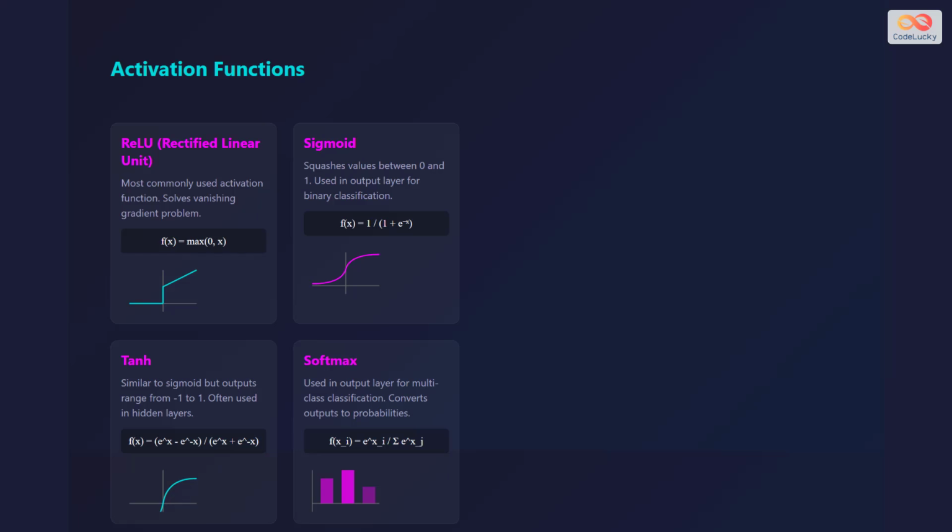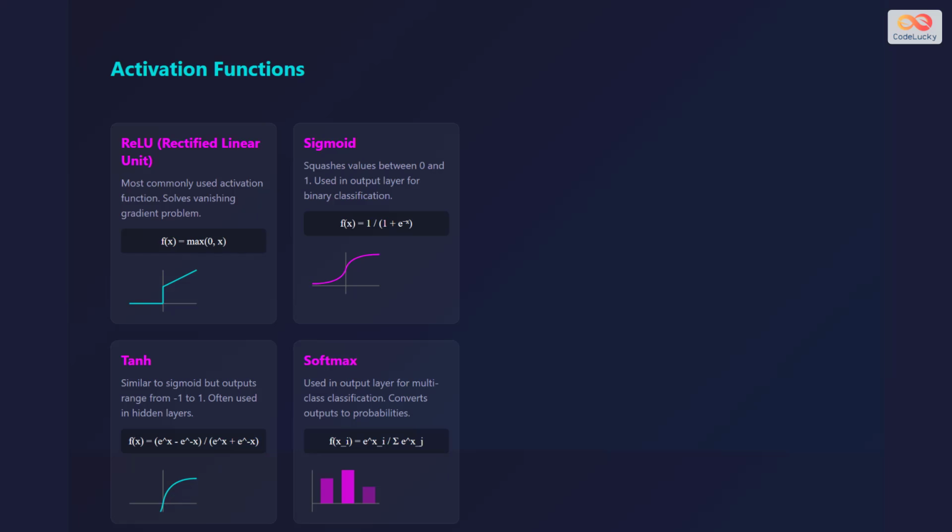Now let's explore some common activation functions. First, we have the rectified linear unit, or ReLU, which is the most commonly used activation function. It helps solve the vanishing gradient problem. The formula for ReLU is f of x equals max of 0 and x. Next is the sigmoid function, which squashes values between 0 and 1. It is often used in the output layer for binary classification tasks. The formula for the sigmoid function is f of x equals 1 divided by 1 plus e to the power of negative x. Then there's the tanh function, similar to sigmoid, but its outputs range from -1 to 1. It is often used in hidden layers.